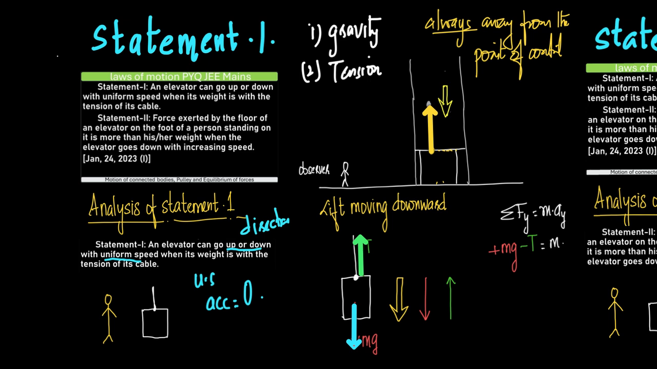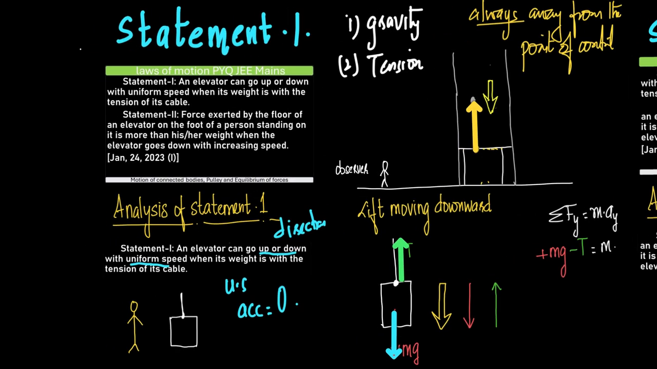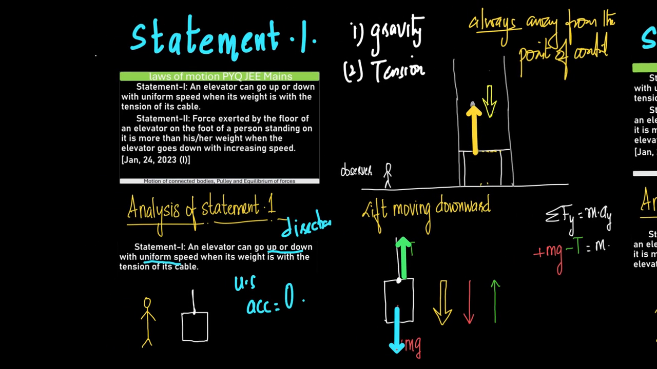Now that we have marked all the forces acting on the body, the next thing is to draw the net direction of motion. What is the net direction of motion here? The lift is moving downwards, so the net direction of motion is downwards. All those forces acting along the net direction of motion, which means all those acting downwards, we will consider to be positive. All those acting upwards would then be negative.